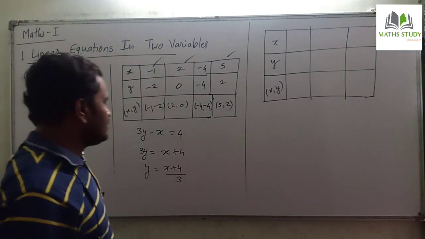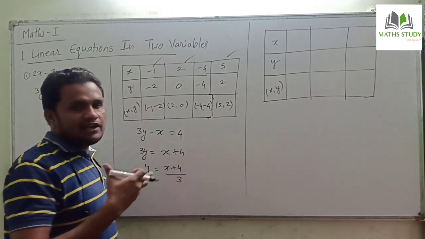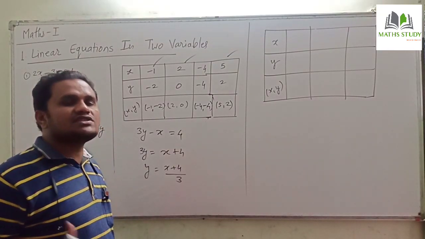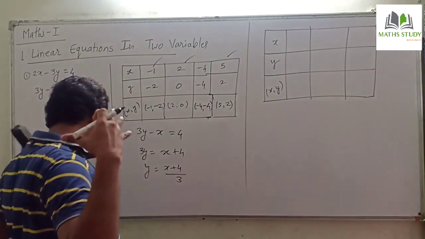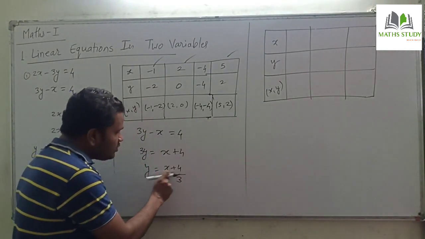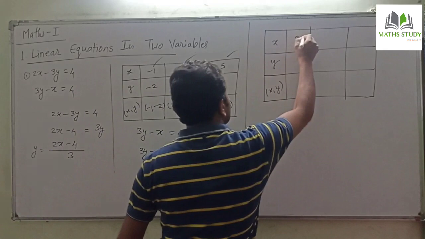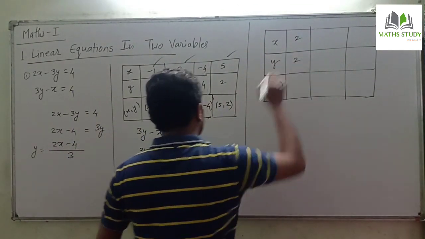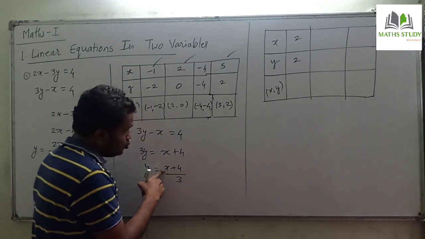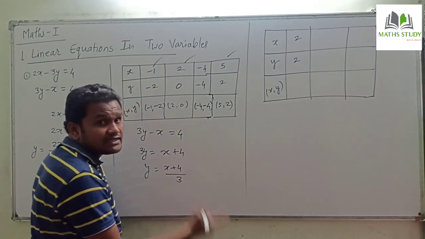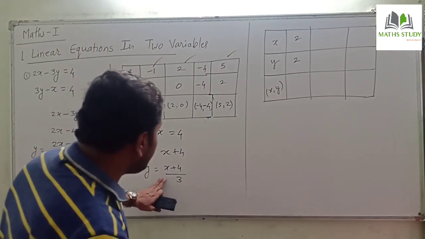Okay, now let's take numbers one by one. One simple number. You have to practice these equations in such a way that even when you see them, you immediately know what to put. I put here 2: x is equal to 2. 2 plus 4 is 6. 6 by 3 is 2, since 3 twos are 6. I substituted 2, 2 plus 4 is 6, divided 6 by 3, and the answer is 2. One number is put.